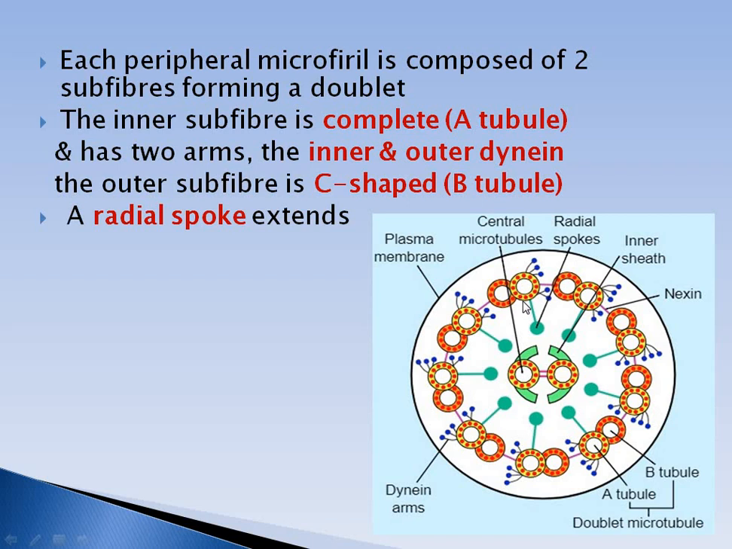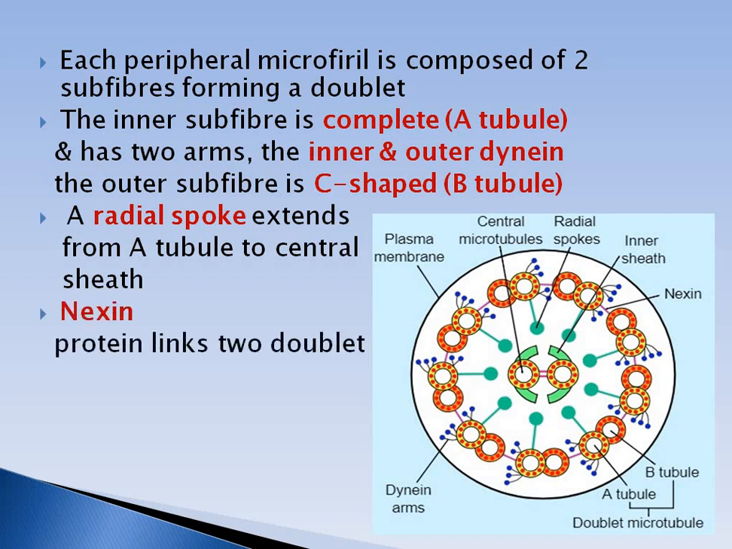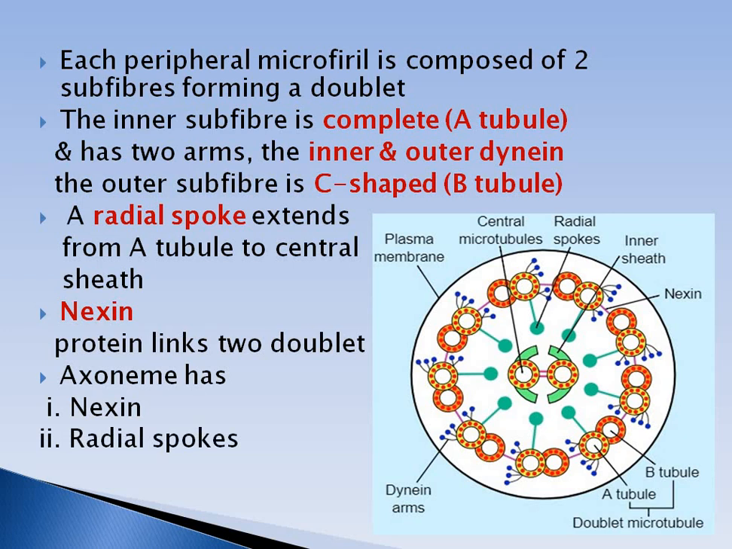Each doublet is attached to the central tubules with the help of radial spokes, and these radial spokes extend from the A tubule to the central sheath. Remember the central sheath that covered the 2 central microtubules. And each doublet is also connected with the neighboring doublet by another protein. This is called nexin. So the axoneme has 3 types of cross-linkage: nexin, radial spokes, and the bridge which is present between the central tubules.